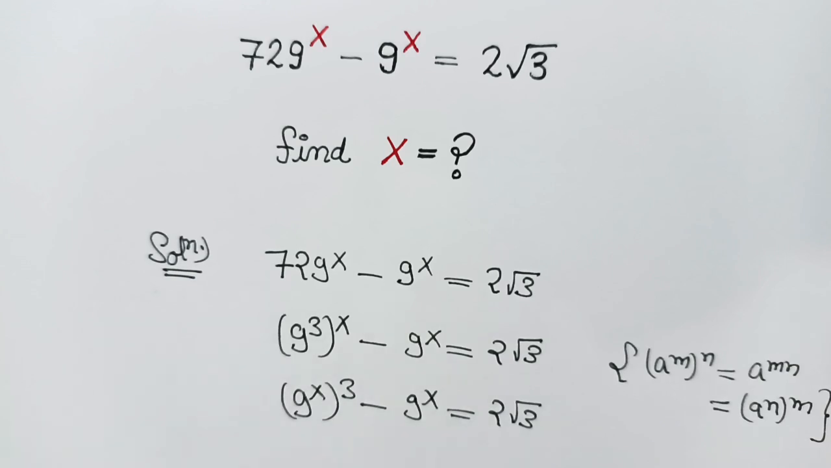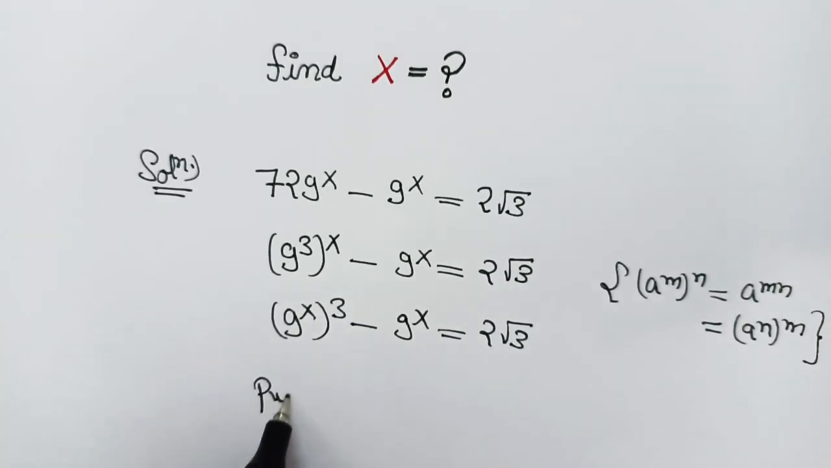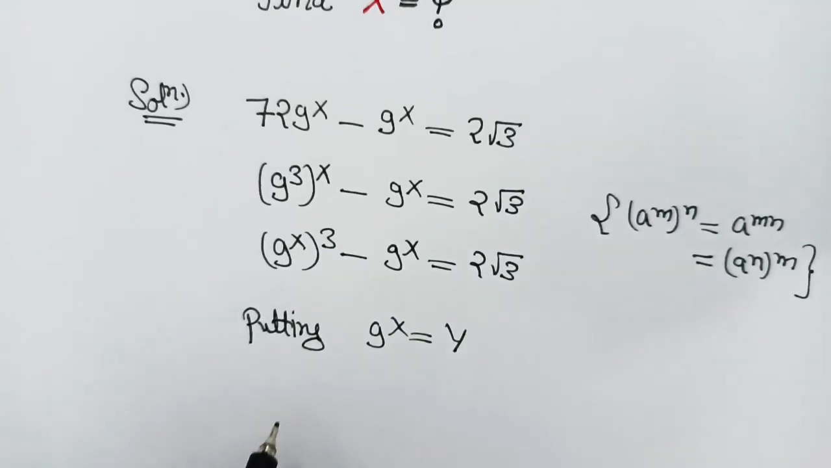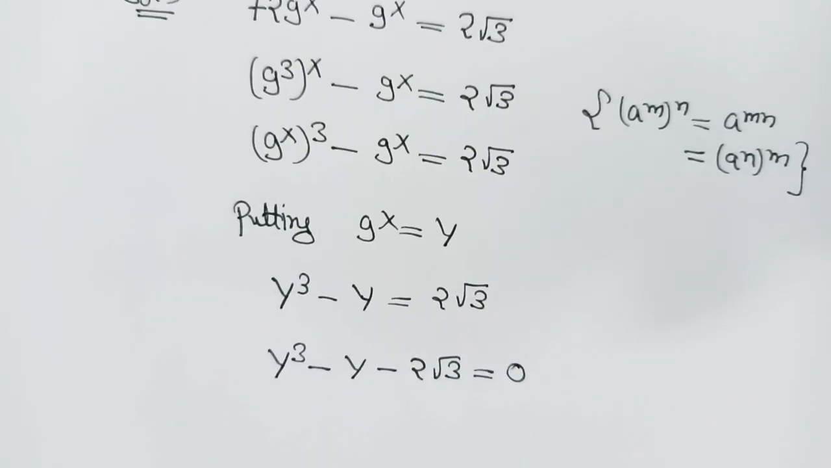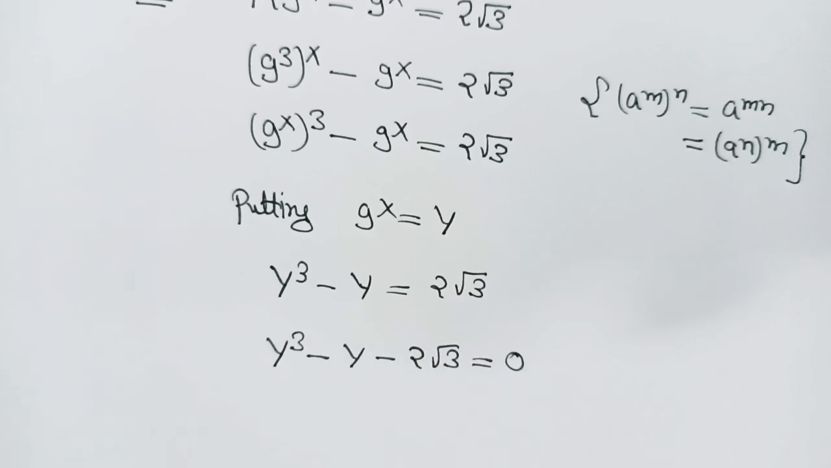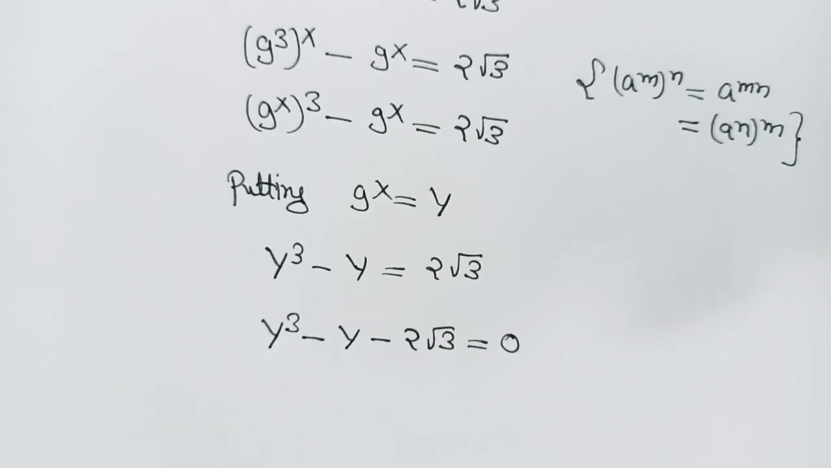Now putting 9 power x is equal to y, we have y cube minus y is equal to 2 square root of 3. Now this will become a cubic equation, that is y cube minus y minus 2 square root of 3 is equal to 0. To solve this cubic equation we will apply the hit and trial method.